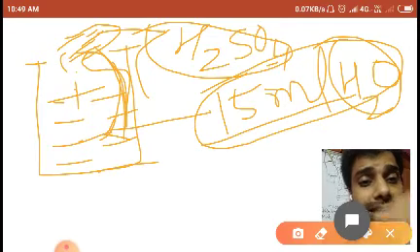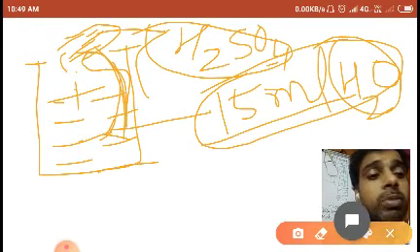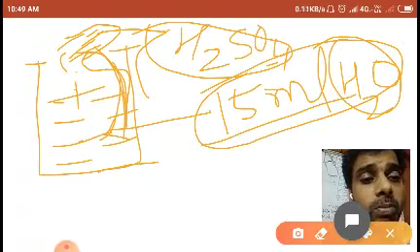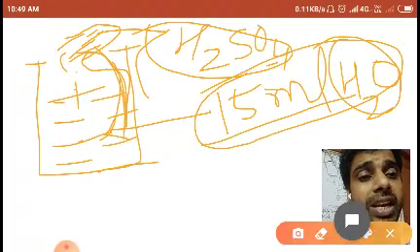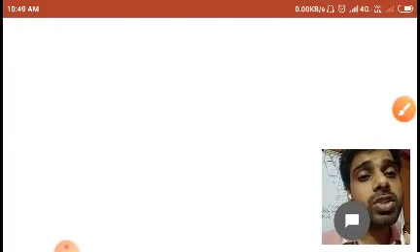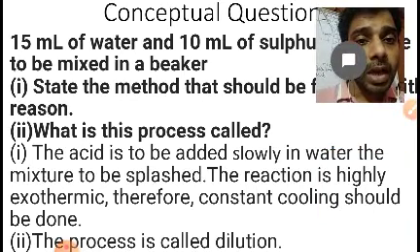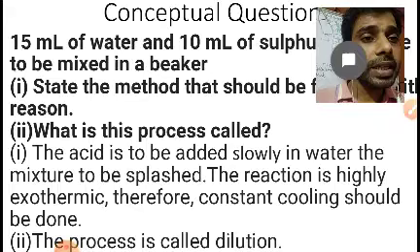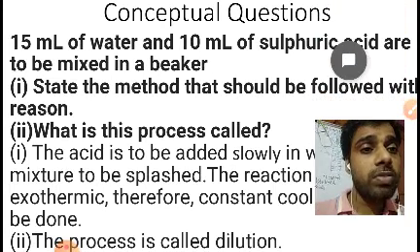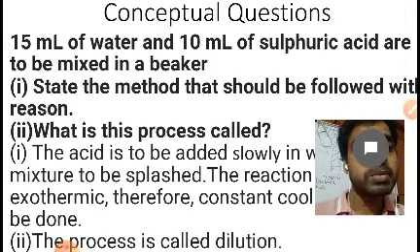And in the second question, you can see, what is the name of that process? This process is known as dilution. So here you can see the question: 15 ml of water and 10 ml of sulfuric acid are to be mixed in a beaker. State the method that should be followed with reason.